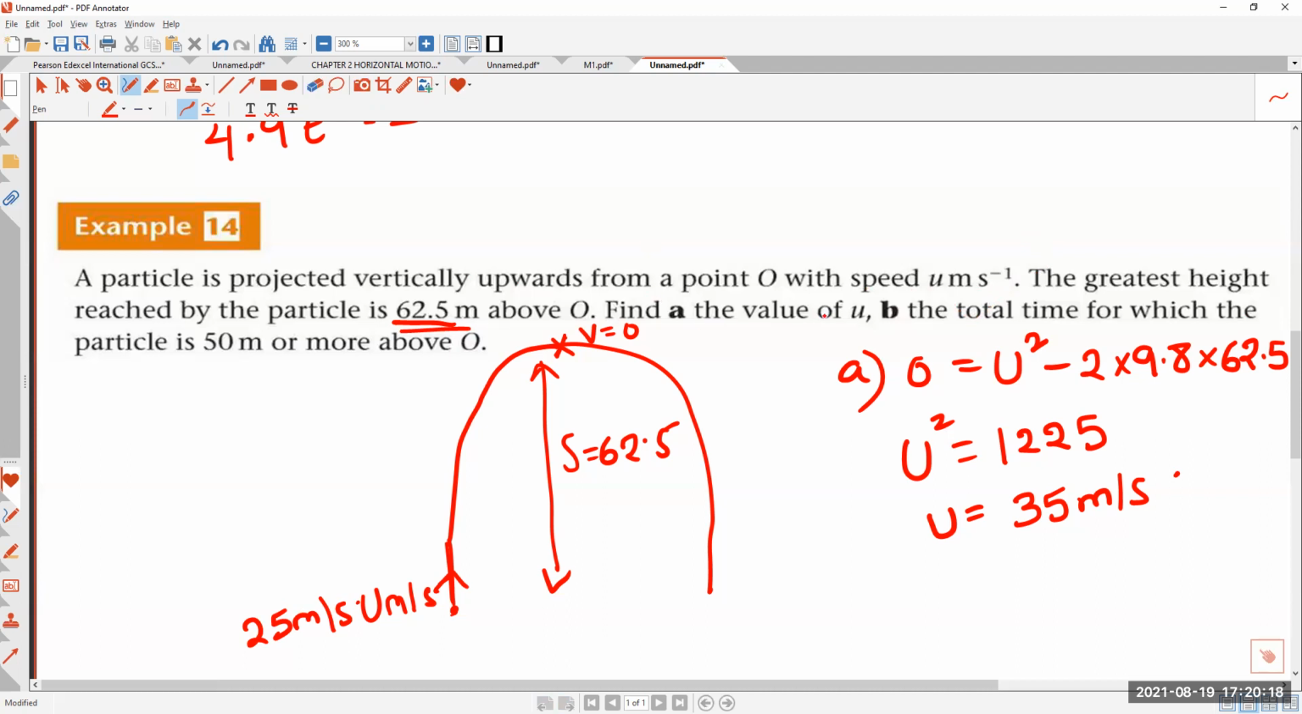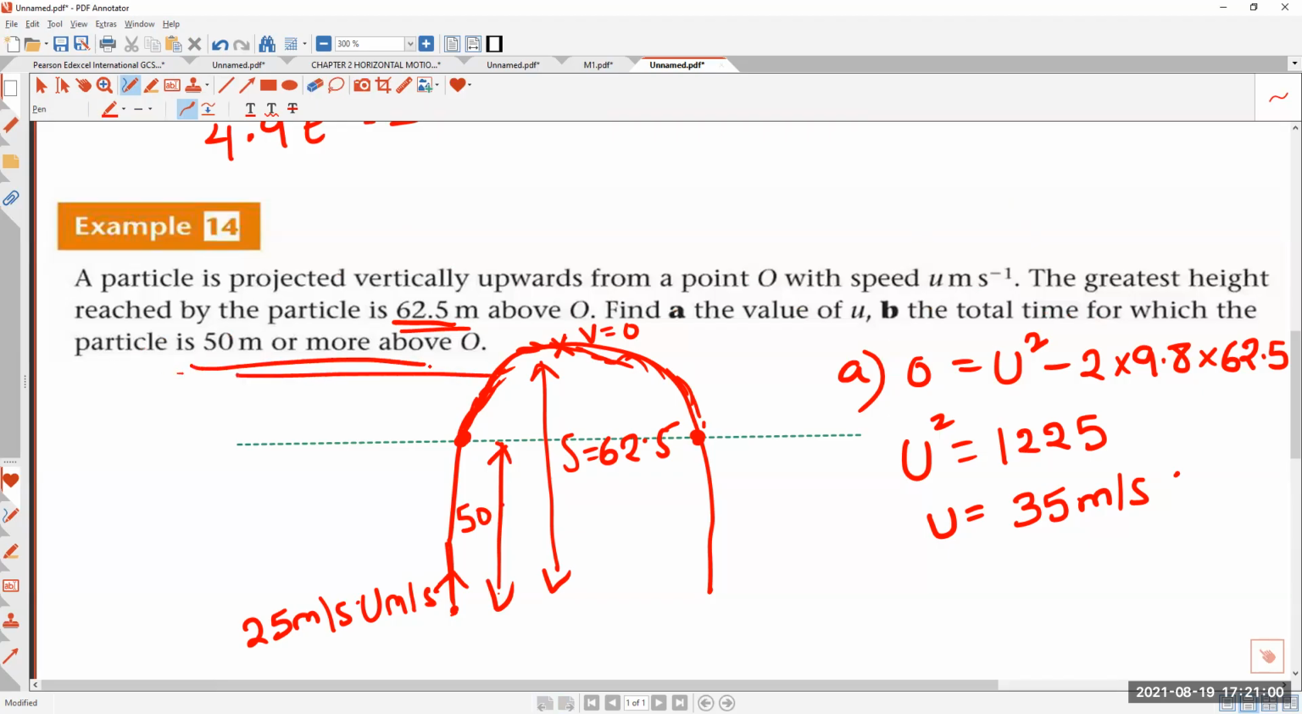Okay. Find A, the value of u. Now, the total time for which the particle is 50 meter or above O. Now, this is something that most of the students don't know. So focus here. They're saying for how much time was it above 50 meter? So for example, let this be 50 meter. তো আমাকে জানতে হবে যে এখানে কখন আসছে আর এখানে কখন আসছে. If I minus both the times, I will know for how long it was above 50 meter. Clear? Let's say this is 50 meter, for example. ঠিক আছে? And I want to find out for how long the particle is 50 meter or more above. It was more above than the green dotted line.